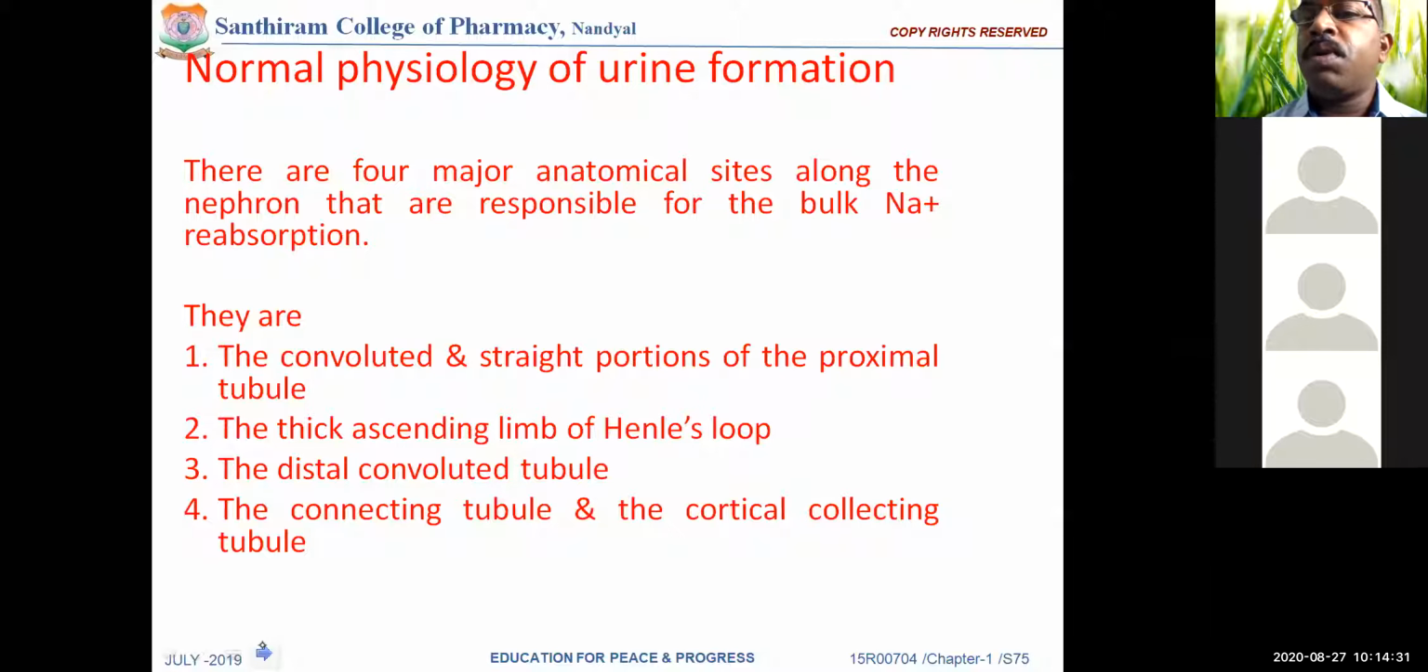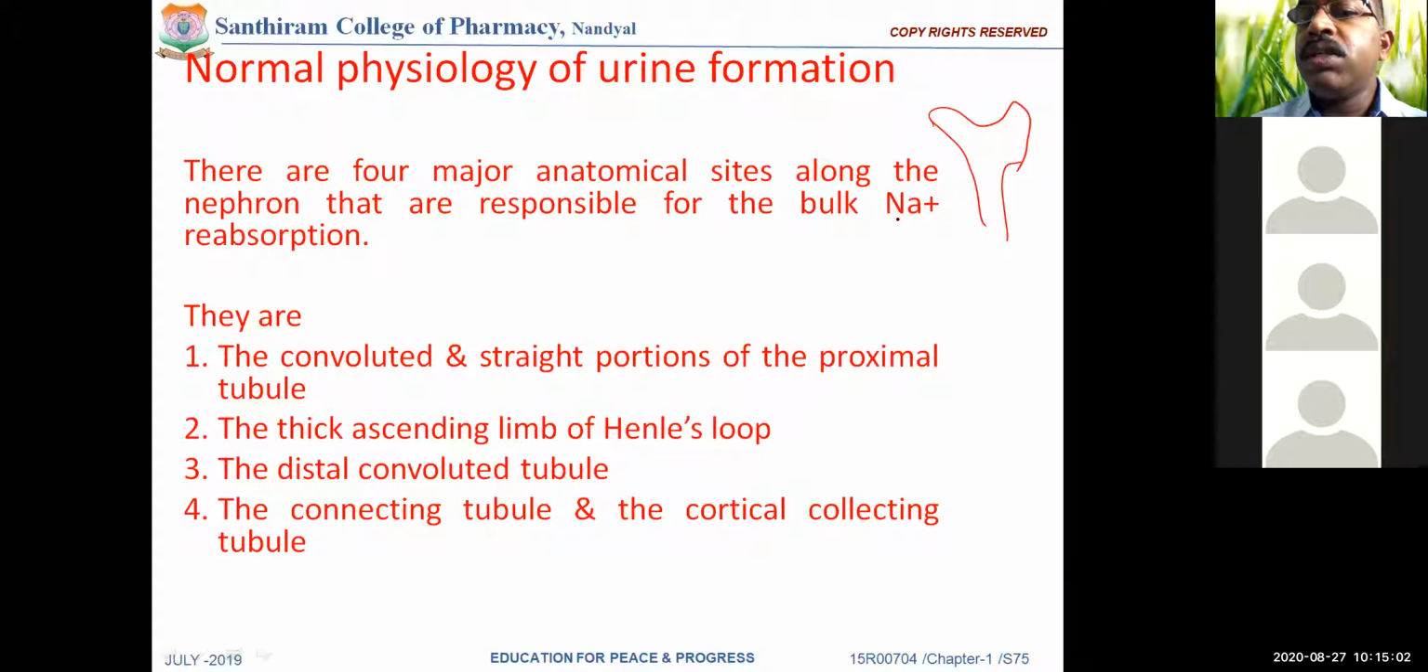So in normal physiology of urine formation, there are four major anatomical sites along the nephron that are responsible for the bulk Na plus reabsorption. So why are we more concerned with Na plus reabsorption? Because once it is filtered in the Bowman's capsule, it is again reabsorbed. So that process is called the reabsorption process.